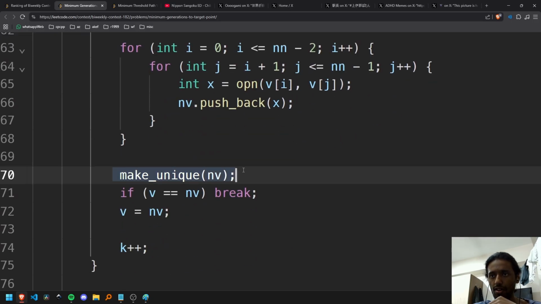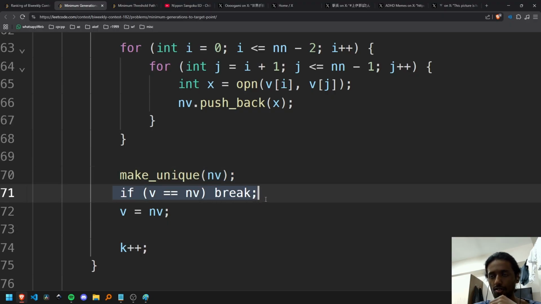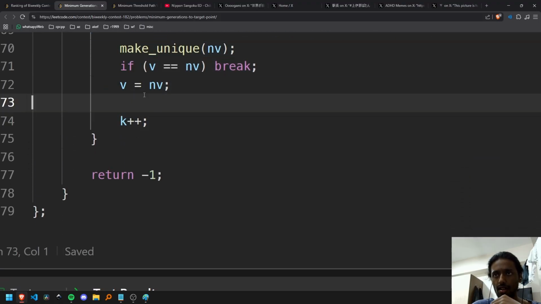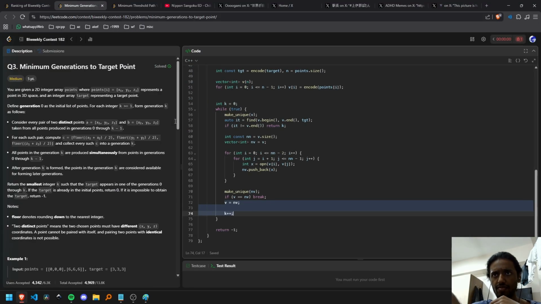And then for this new vector also, we make the operation where we do the uniquing. And if there are no changes, that means we have reached the limit of 343, right? In that case, we break and we return -1. Else, we update the input vector. So this was Q3.